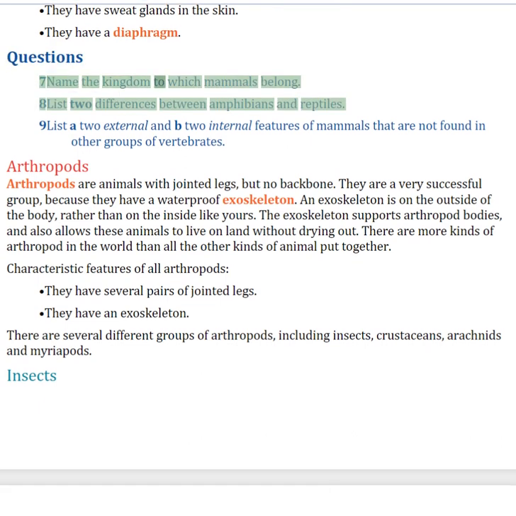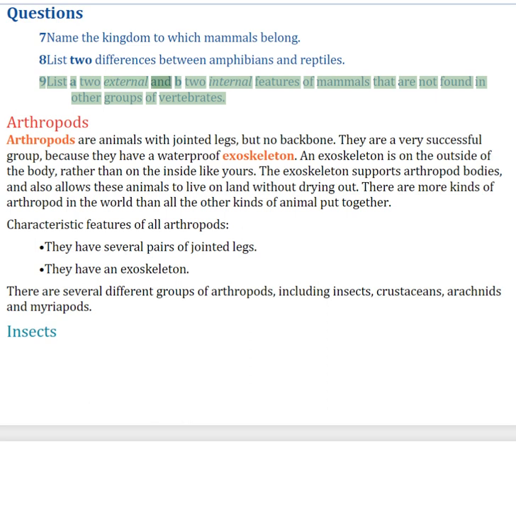Questions. 7. Name the kingdom to which mammals belong. 8. List 2 differences between amphibians and reptiles. 9. List a 2 external and b 2 internal features of mammals that are not found in other groups of vertebrates.